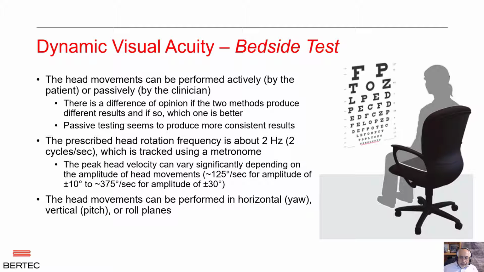In the DVA testing, the head movements can be performed in the horizontal, also called the yaw plane, or in the vertical, which is also called the pitch plane, and finally in the roll plane.